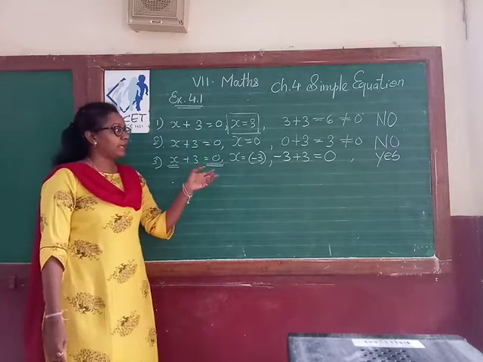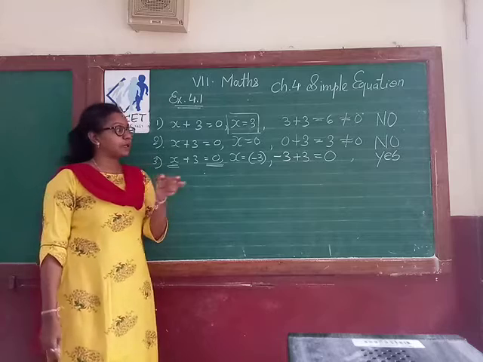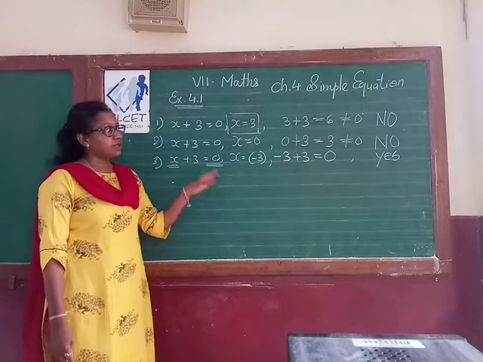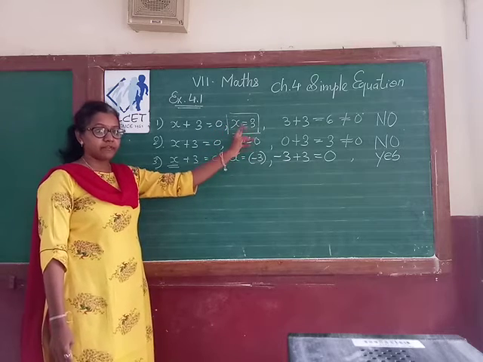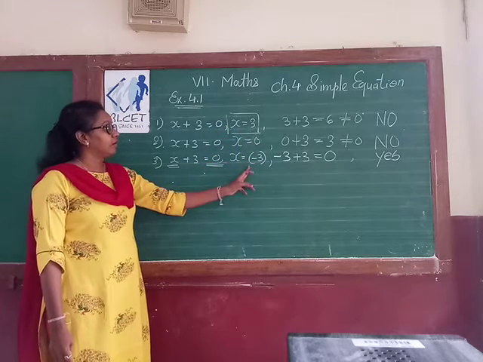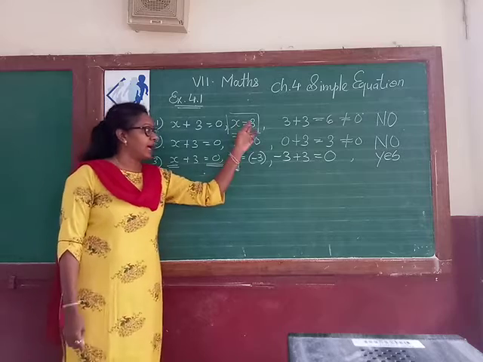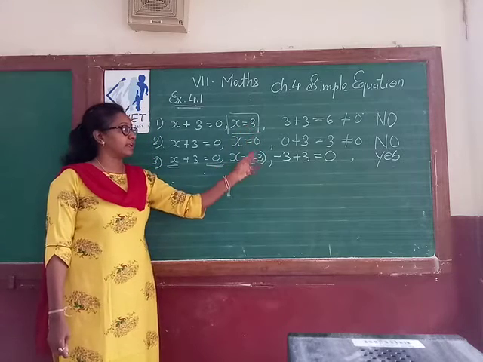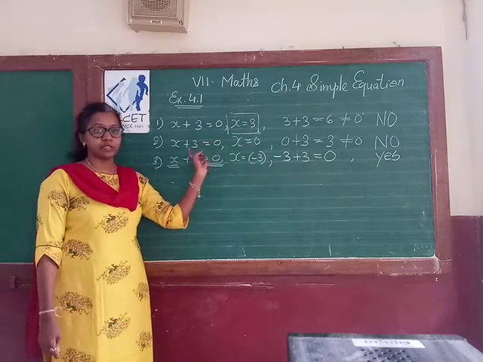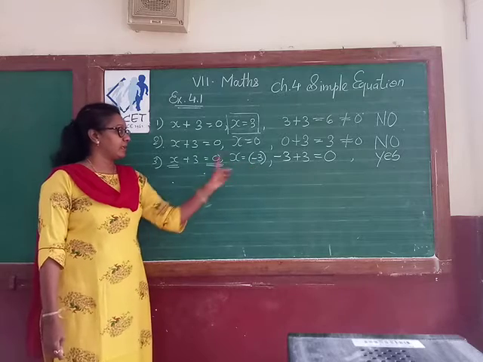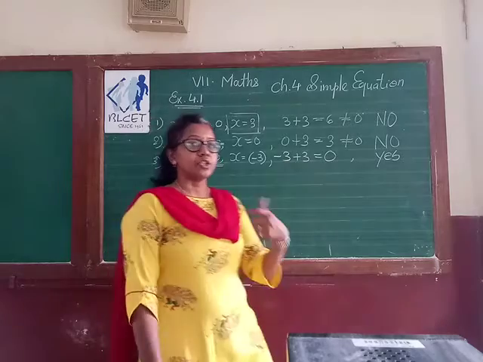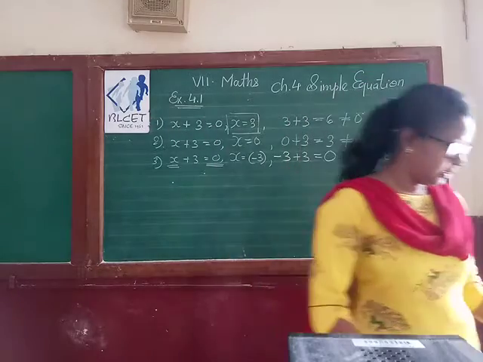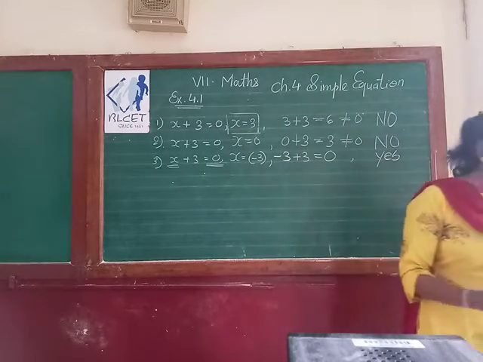This method we have seen is known as the trial and error method. We keep on trying different values of the variable. Some values I have taken are 3, 0, minus 3. For 3 and 0 the equation is not satisfied, but for minus 3 we are getting the answer 0, so the equation is satisfied. So the solution of this equation is x equal to minus 3.